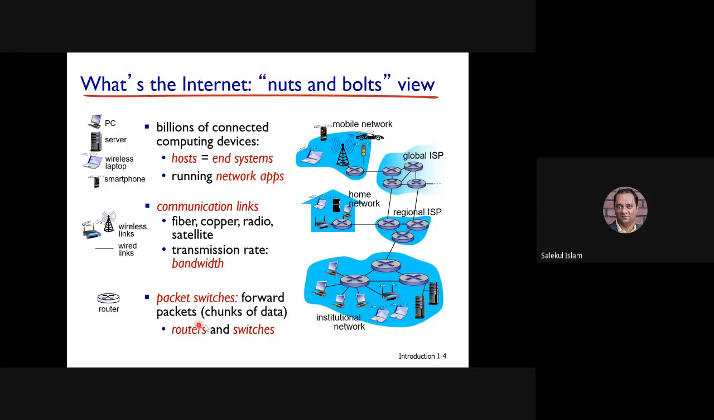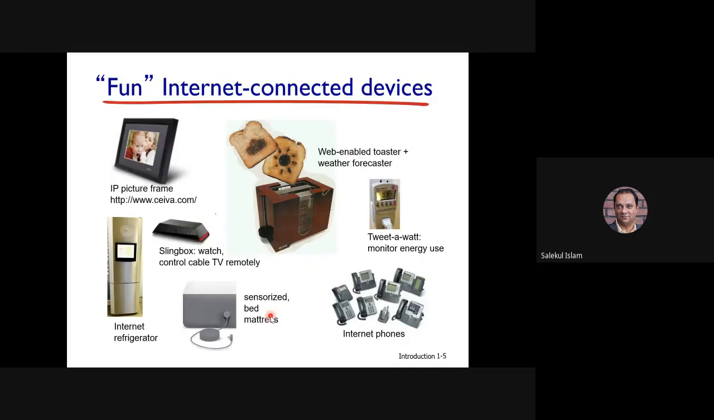So what is the task of a router? Like commonly যেটা আমি বললাম যে দুইটাকে একসাথে আমরা রাউটার বলি. So the task of the router is packet switching. That means it forwards packets. What are packets? Packets are chunks of data. আমরা পরে in detail আসতেছি এটার মানে কি। Now this is just a fun slide on internet connected devices.